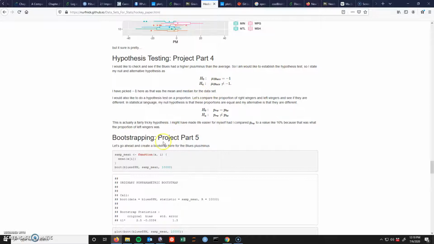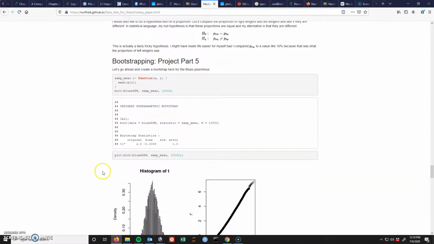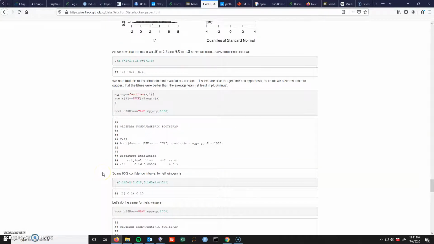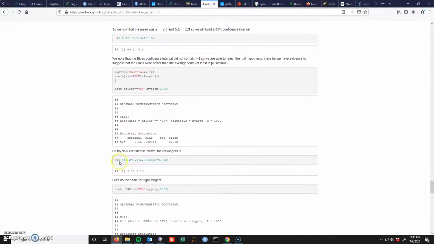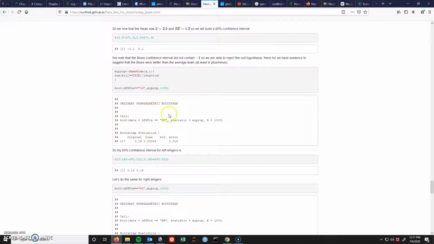In the first part of the project, I do the comparing of the mean to -1, and I am able to reject my null hypothesis. The Blues were a good team that year. When I get down into the next part, I want to look at the proportion of the wingers, and I want to compare the proportion of the left wingers to the proportion of the right wingers. They should be the same, but they're not in this data. Those two values were a little different.